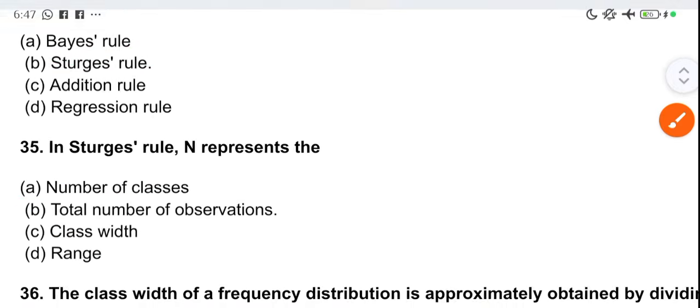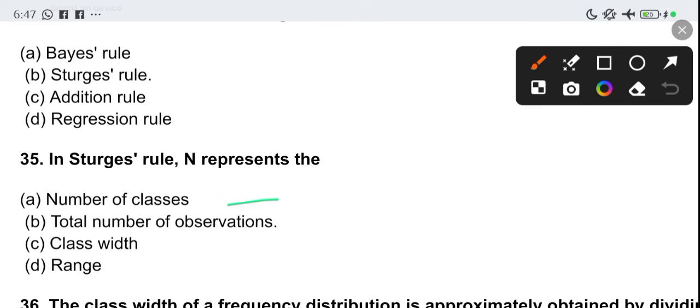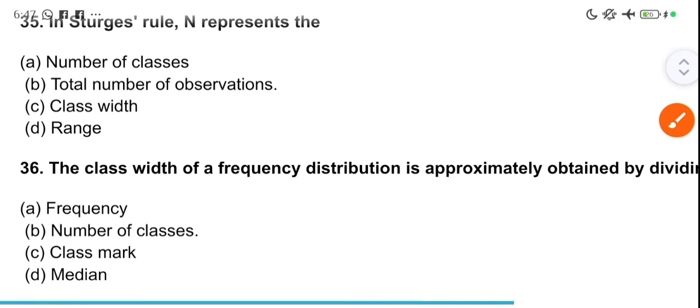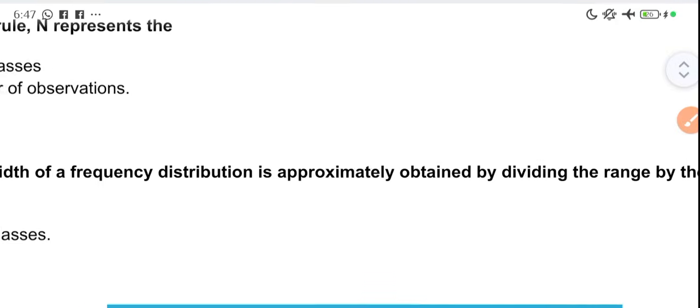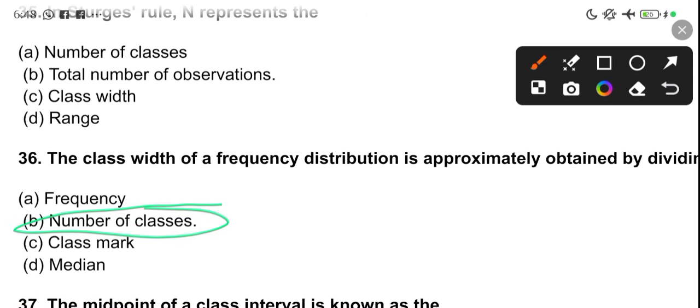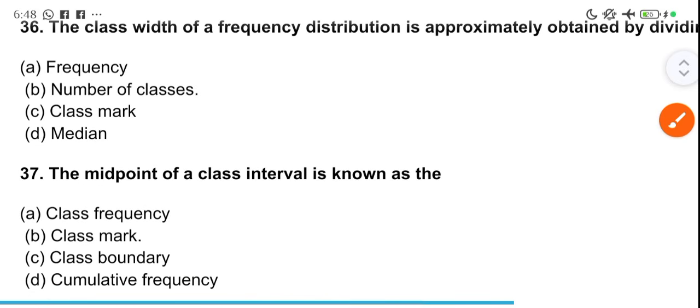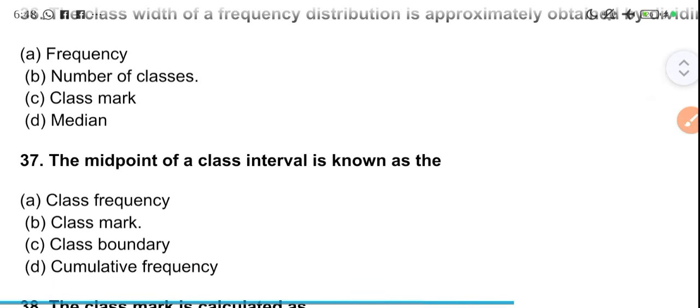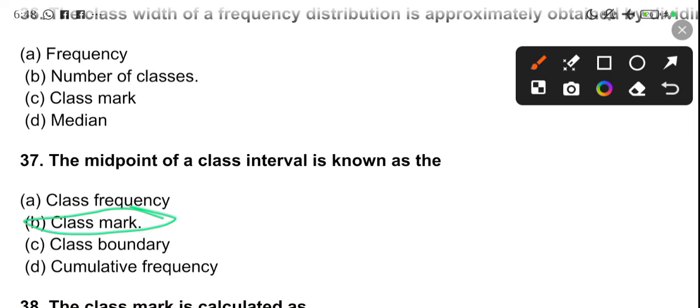In Sturges' rule, n represents what? The total number of observations. That's what n represents, total number of observations. The class width of the frequency distribution is approximately obtained by dividing the range by the number of classes. The midpoint of the class interval is known as the class mark. That's the midpoint. The midpoint is always the class mark.